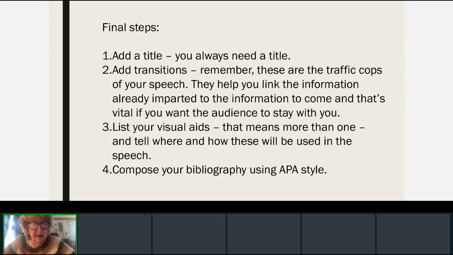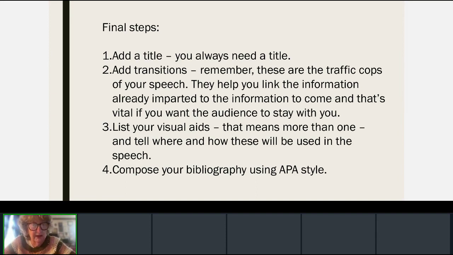Okay, remember that you need a title for everything that you do. So we need to add a title, and that's not shown on page 309. You also are going to need transitions because you don't want to just jump from one thing to another. You want to smoothly move from this point to this point to this point. Okay, I gotcha, sort of thing.